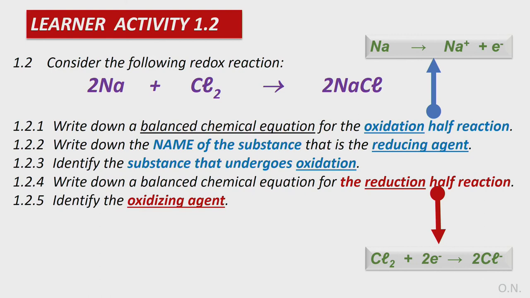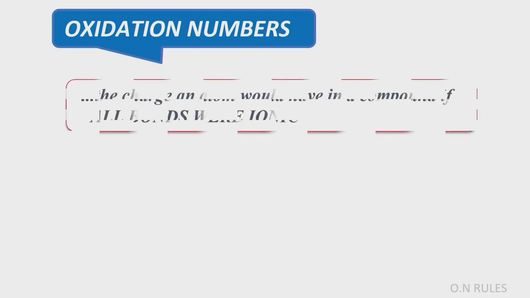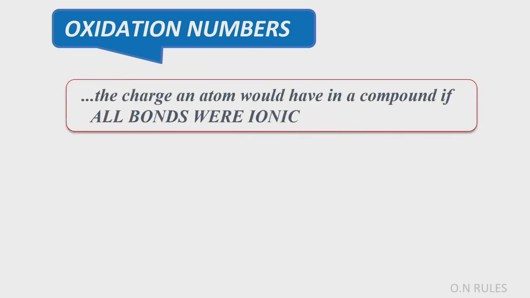Now, what are oxidation numbers? Oxidation numbers are nothing but pretending that all of them are ions, are ionic ones. Now you're going to say, that is a strange definition, because how do I get to it? But don't worry, I'll explain now in detail for you.